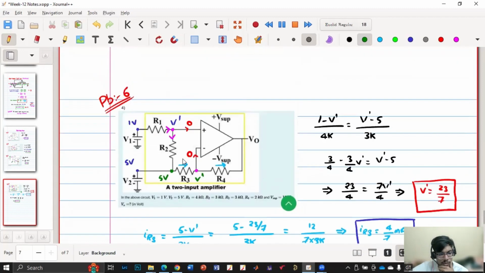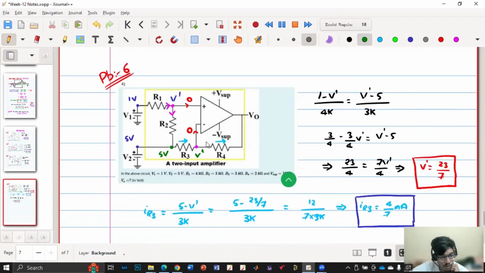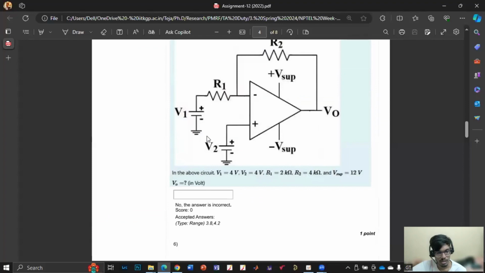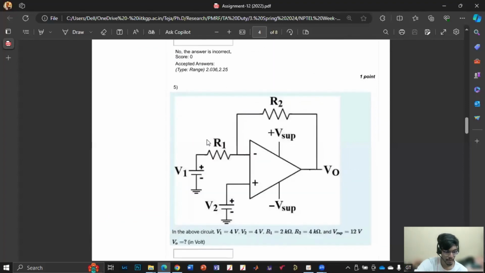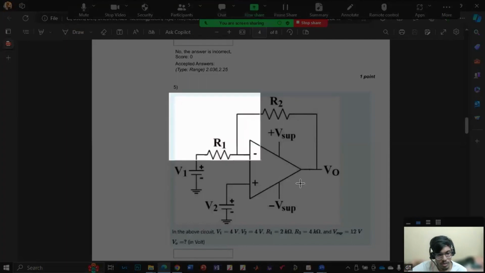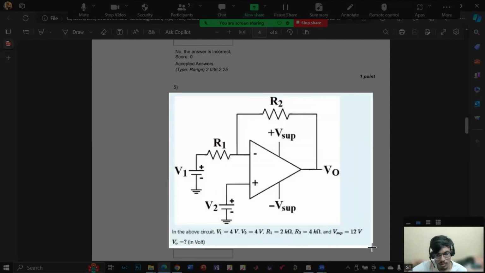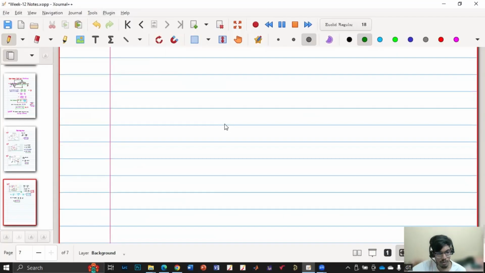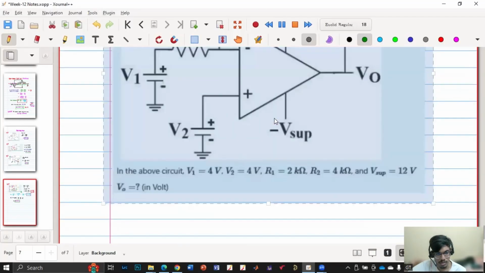So every problem is simple. Only I'm using two things. One is the current entering is 0, and the other is that both the terminals are virtually shorted. So now let us solve the other problem. So this week is very simple, provided you have understood the concept.